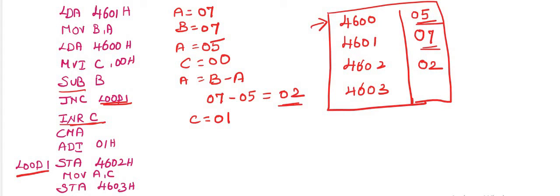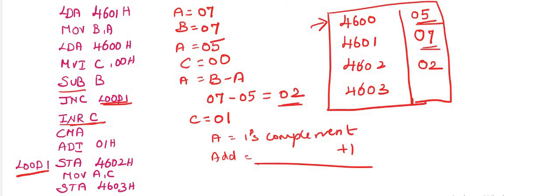Next, we have to do the 2's complement operation for the subtraction. So we have to take the accumulator value's 1's complement. Accumulator 1's complement. Then we have to add 1 to the 1's complement. So we will get the 2's complement.